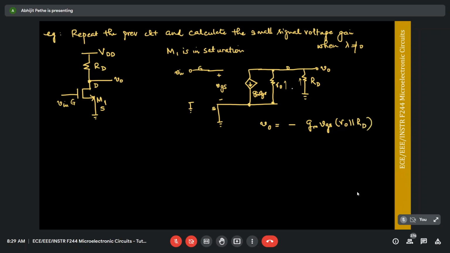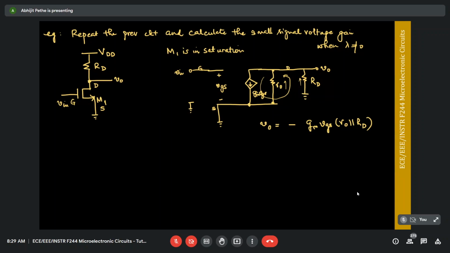Because if I look at the KVL in this loop, GM VGS is the net current flowing in the parallel combination of R0 and RD, because R0 and RD are both connected in parallel. Now, how do you know they're connected in parallel? Because R0 is connected between node D and ground, and RD is also connected between node D and ground. Even though in this circuit you don't see that, when you do the small signal analysis, because the source is also at ground and because VDD also goes to ground, this essentially looks like RD and R naught are in parallel with each other.